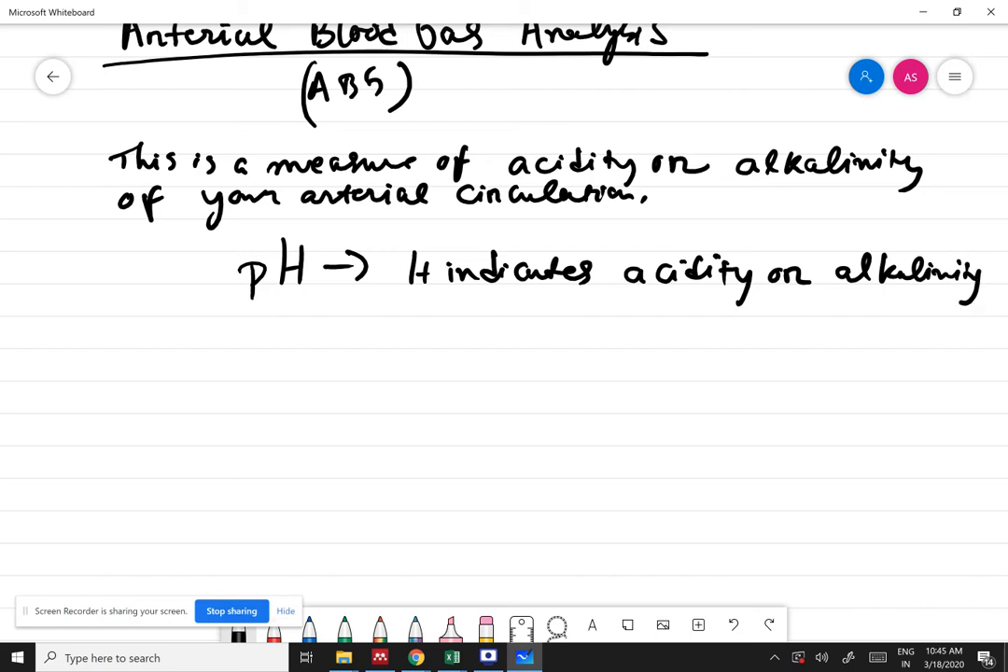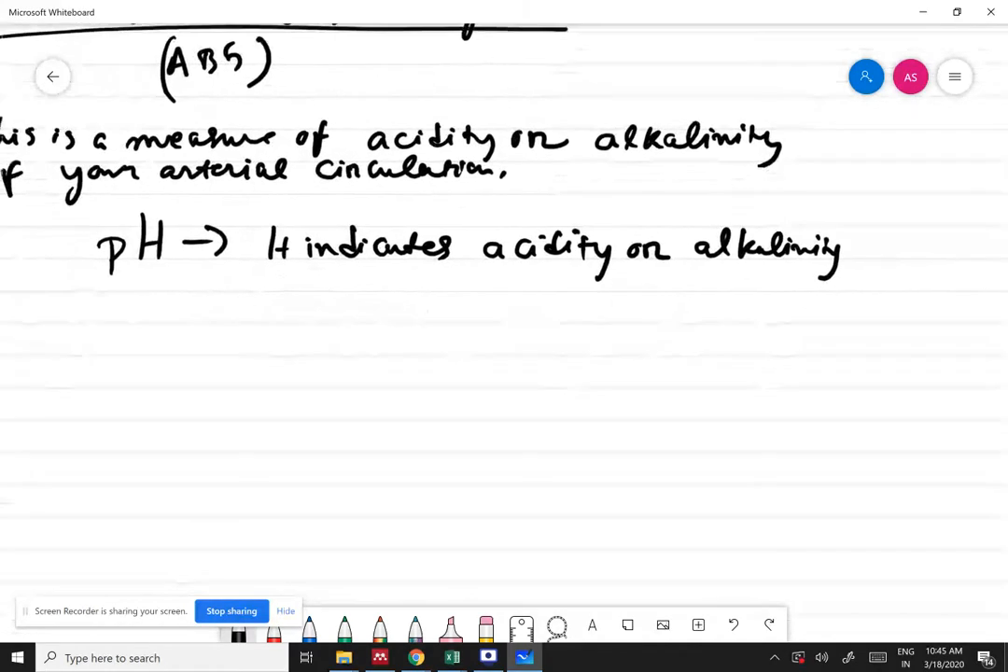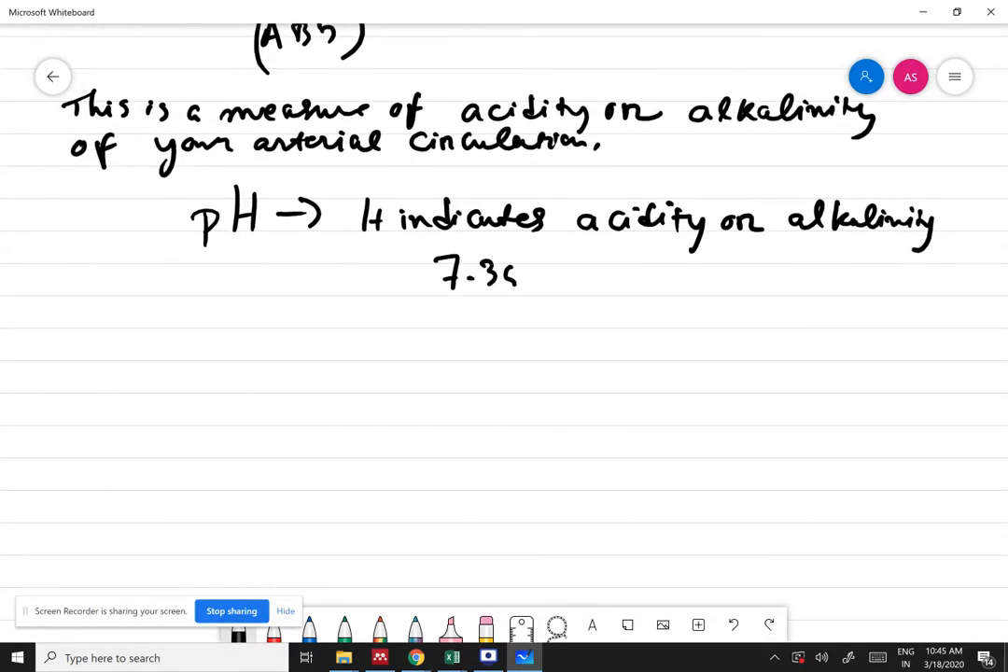I hope everyone is already aware of what pH is. It is the concentration of hydrogen in a particular solution. The normal pH of the body is between 7.35 and 7.45. Okay, so this is normal. As you know, the pH scale varies between 0 and 14, 7 being absolutely neutral. So if the body's pH is between 7.35 and 7.45, that means the blood is typically a little bit basic.